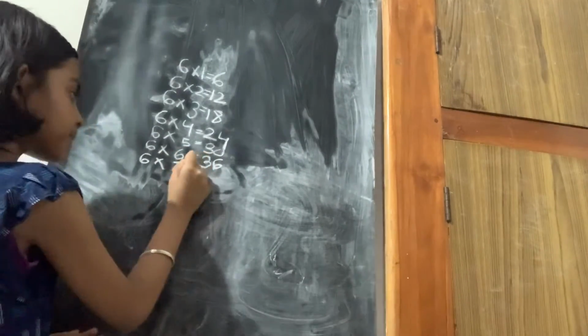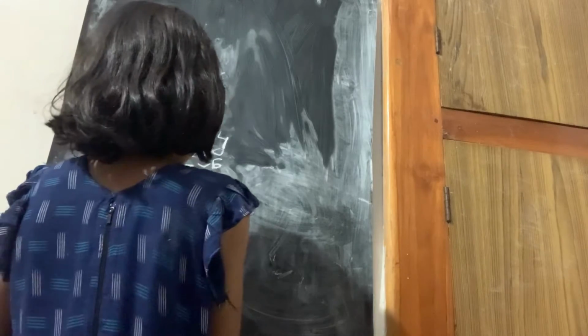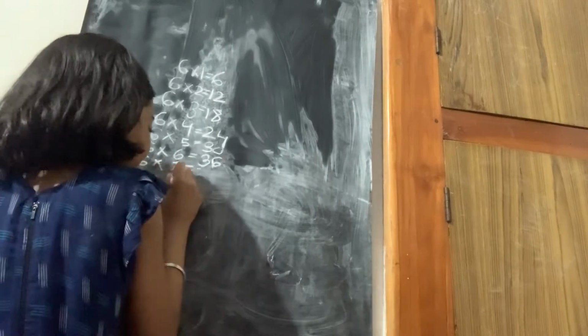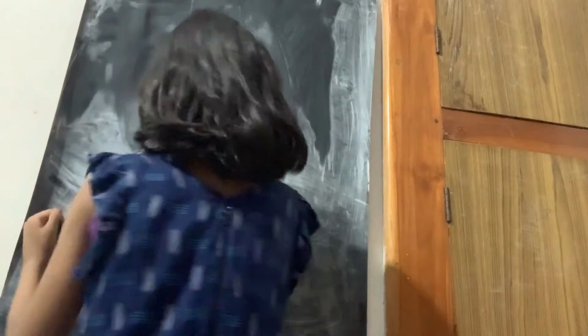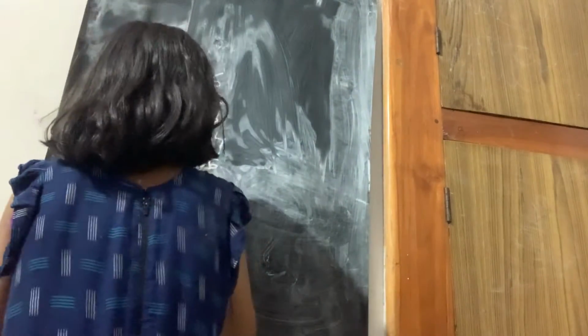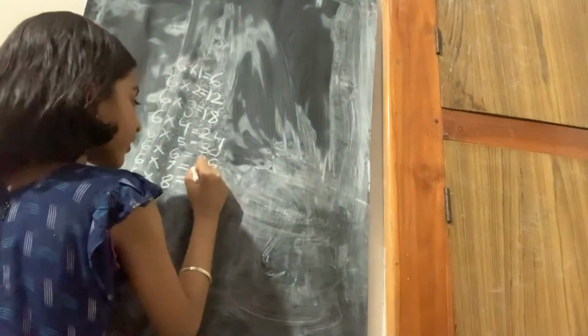Six sevens are 42. And do you know an easy way for 6 eights are 48? That's also easy, right? 4 plus 4 is 8. So we'll write 48. Sorry, I forgot to write the answer of six sevens.